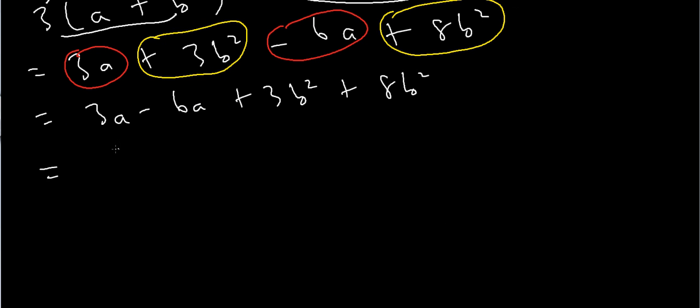So if we just simplify this, well, 3a minus 6a is 3 minus 6, which is minus 3, so that's minus 3a. And we've got 3b squared plus 8b squared, which is 11b squared. And that's our answer.